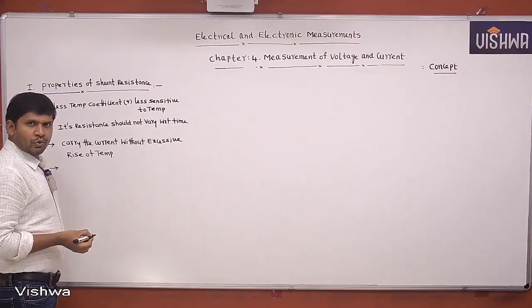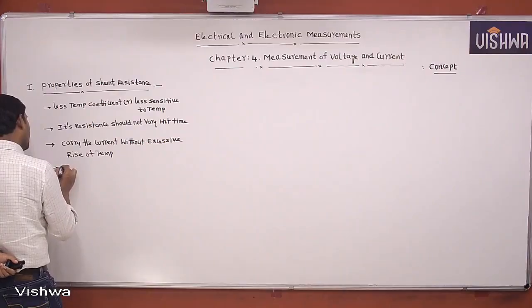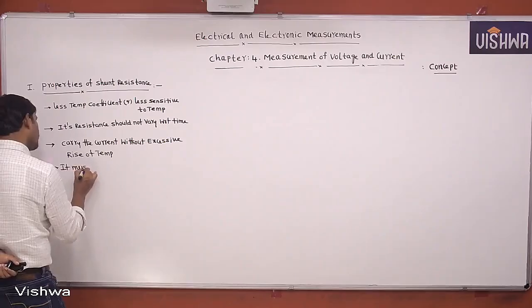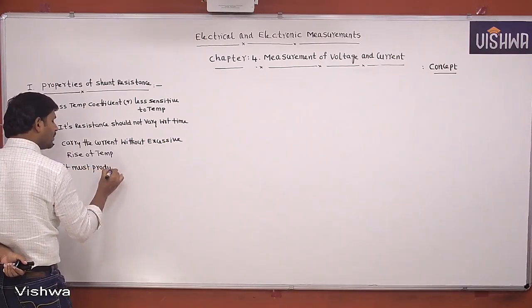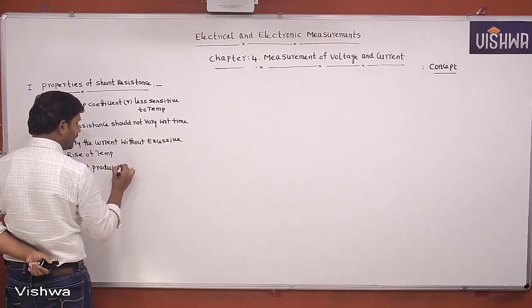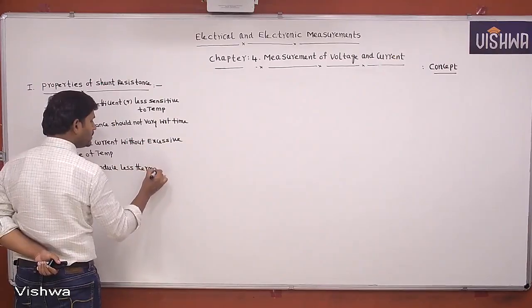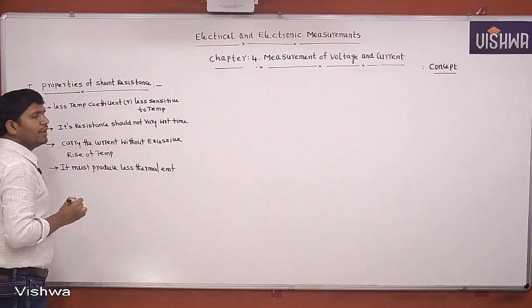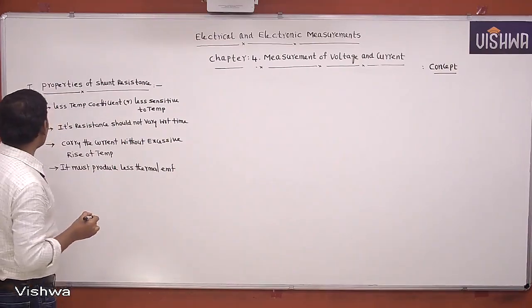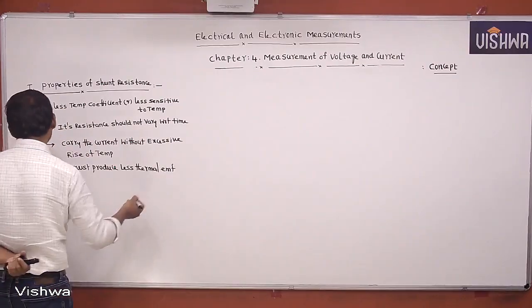It should produce less thermal EMF. What is thermal EMF? I will explain. A material that satisfies all these properties is more preferable to manufacture the shunt resistance. That is the properties of shunt.